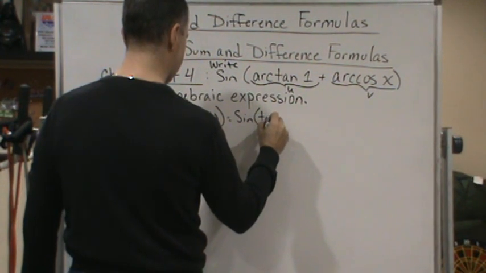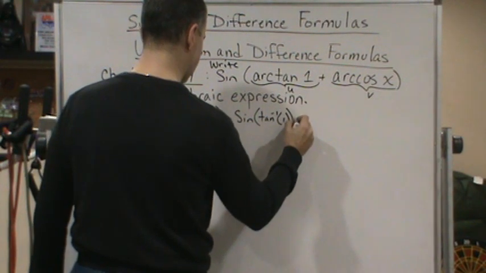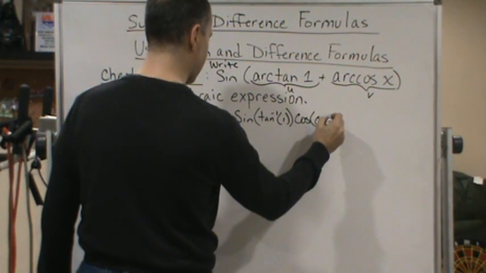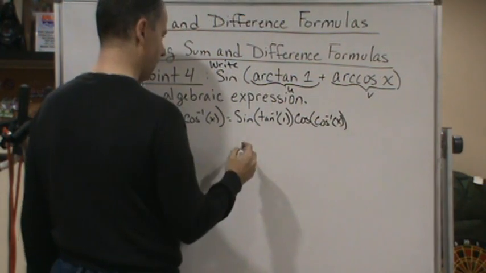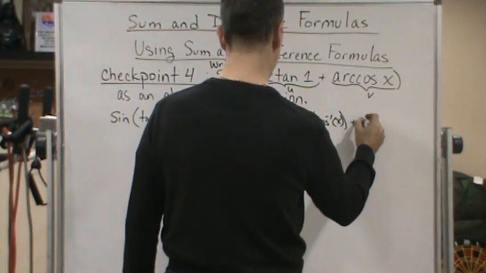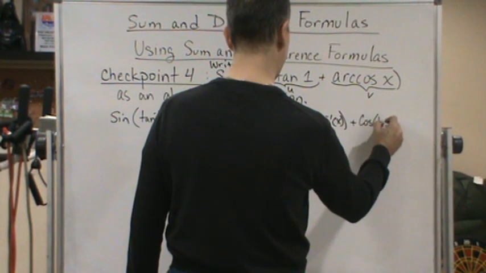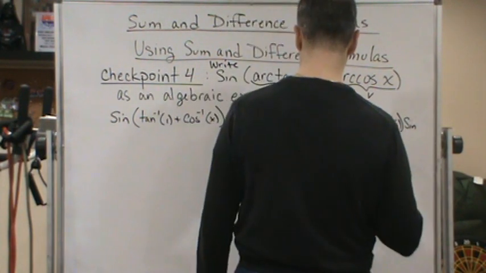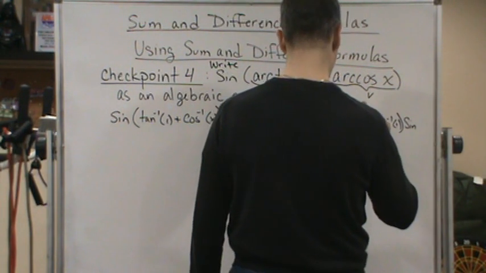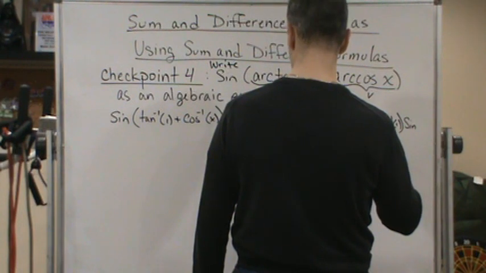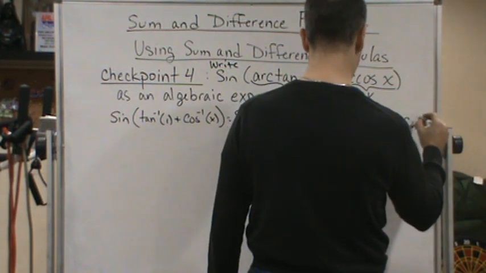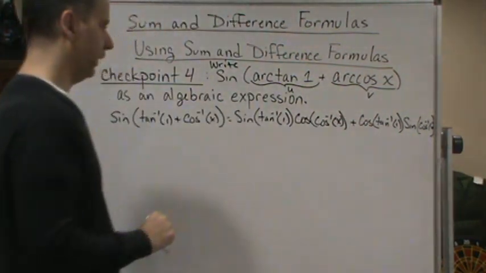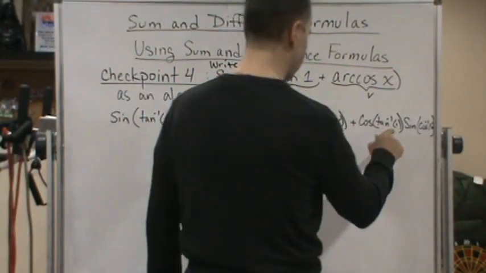is equal to sine of inverse tangent of 1 times cosine of cosine inverse of x, and that's going to be plus cosine of inverse tangent of 1 times sine of cosine inverse of x. Okay? So again, just pay attention to what I'm saying. It's a little hard to read here.